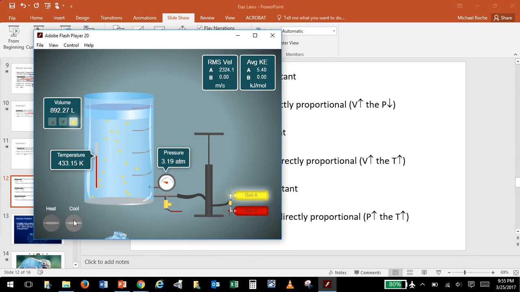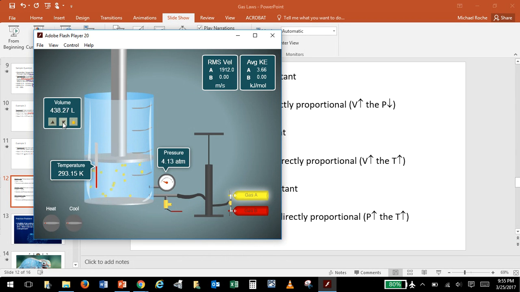If you cool it down, you see that as the temperature is coming down, the pressure is going down. So those are directly proportional. If you hold the temperature and make the volume come down, you can see the pressure goes up as the volume comes down, because there are more collisions happening since there's less room for them to bounce around in. And as you increase the volume, the pressure goes down. So the volume's going up, the pressure's going down. There are fewer collisions occurring.